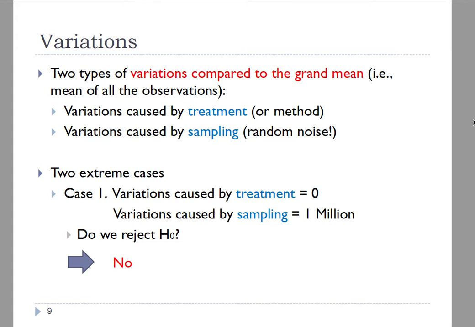We have two extreme cases. Case one is where the variations caused by treatment equals 0 and the variations caused by sampling equals 1 million. The means aren't the same. Do we reject the null? No, we do not. All right.